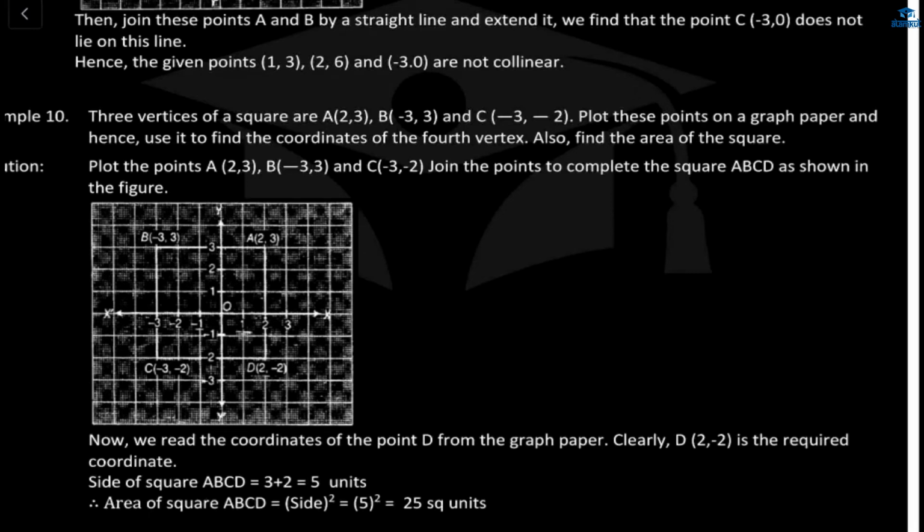Wait, the C is -3 and -2. And ma'am, how will we find D from C? How are you going to find D? That's what I'm asking. See, it is a square, so all the sides will be equal. So is this information going to help us or not? I think so, yes, ma'am.